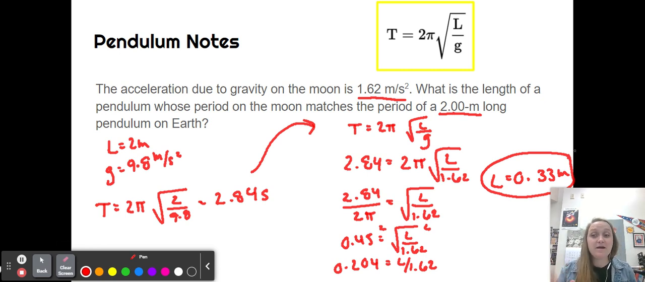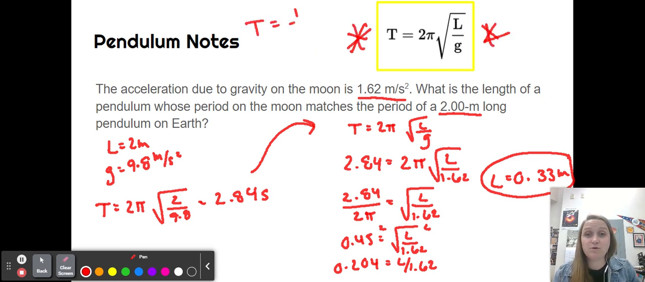All right. That's it for pendulums. Big thing, make sure you have this equation written down somewhere, and make sure you also have that period equals 1 over frequency, or you could flip it, frequency equals 1 over period equation written down. Cool. Let me know if you have questions.